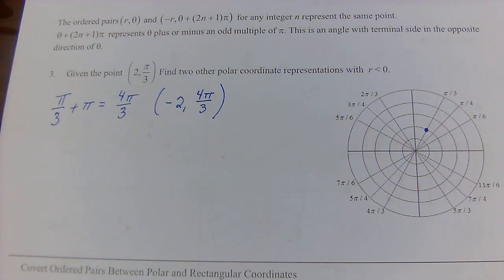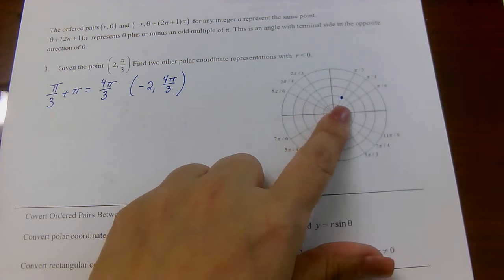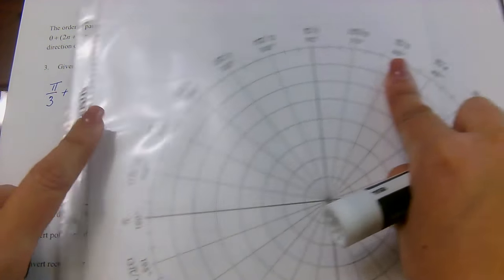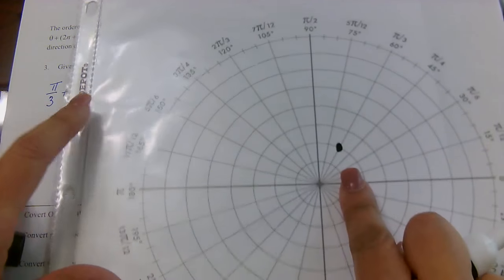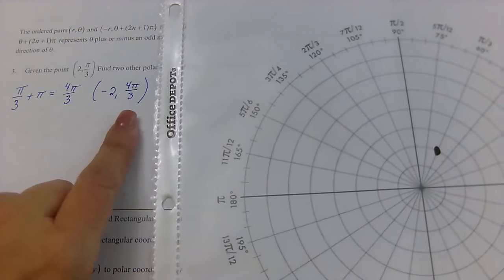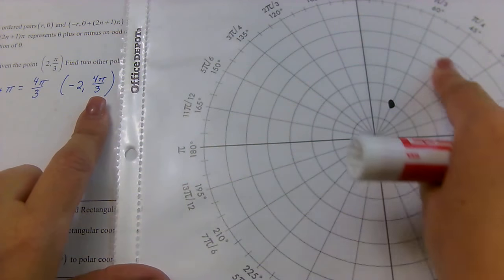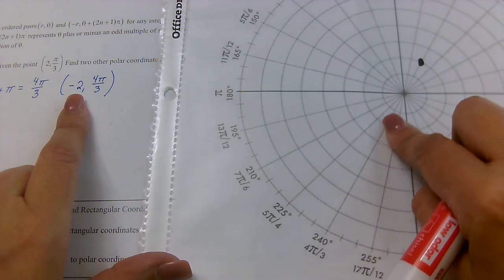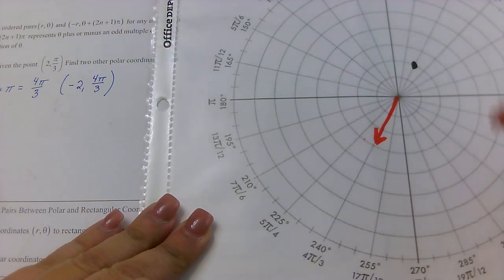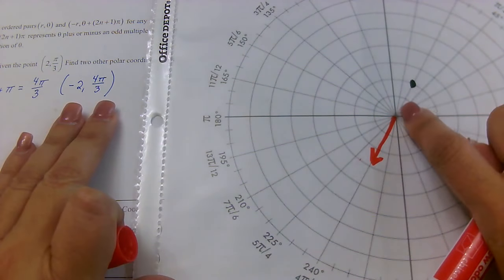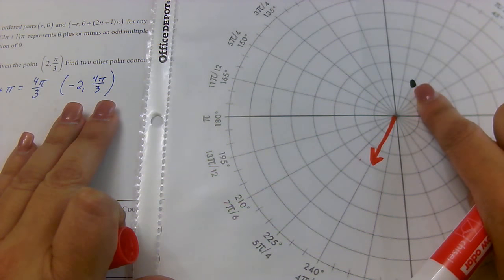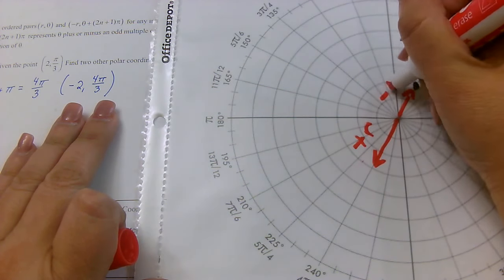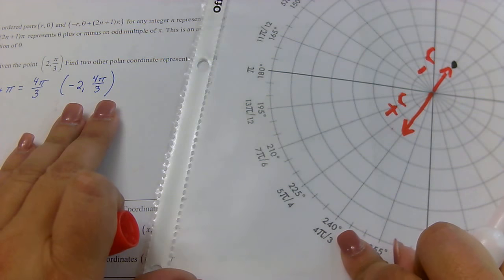This would be a negative 2, 4 pi over 3. Now I'm going to show you that this is exactly the same thing. As we already plotted that point, I'm going to go ahead and plot it up here. I'm going to use pi over 3 and I'm going to go 2. So that would be this point right here. If I'm plotting this point here, I'm going to say 4 pi over 3, which is right here, but the negative says to go back. So instead of going this way, the negative r says to go back. So if I go back to 1, 2, I'm still exactly on that point right there. This is a plus r. This would be a negative r at 4 pi over 3.